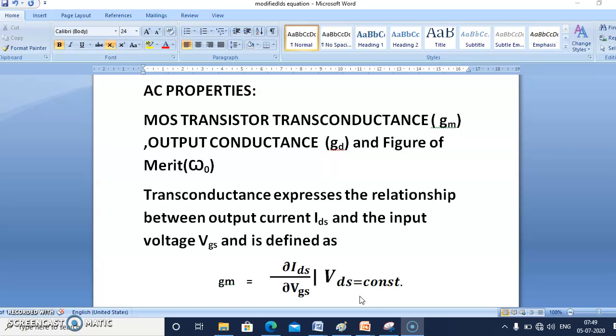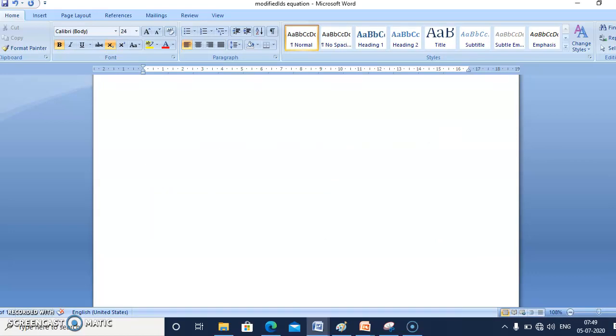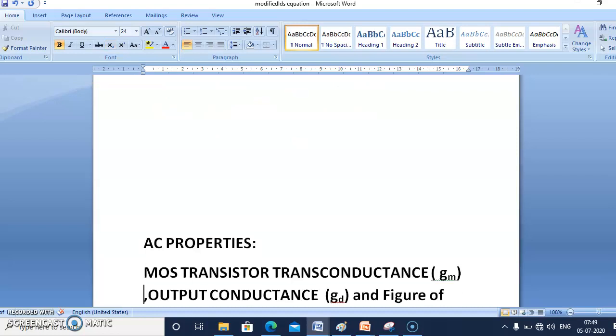So the benefits of increasing GM by increasing W are nullified by the corresponding increase in the input capacitance, whereas reduction in the channel length not only increases the GM but also reduces the input capacitance. So these types of conclusions can be drawn by calculating the GM. Let us see whether we are able to draw some conclusions from the GM.